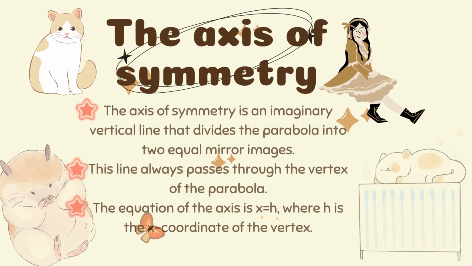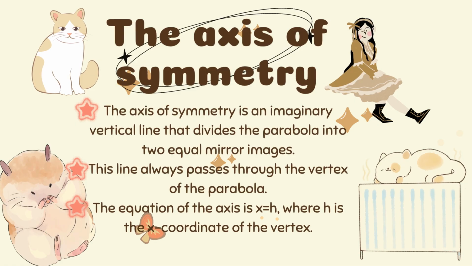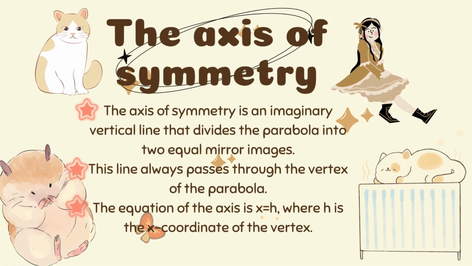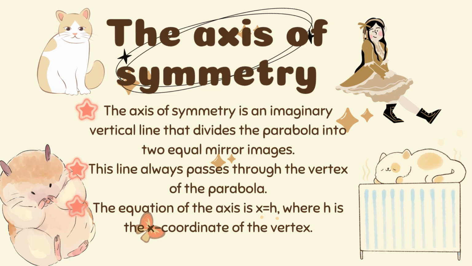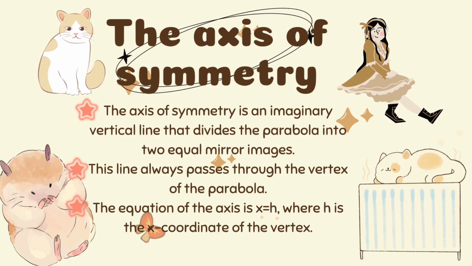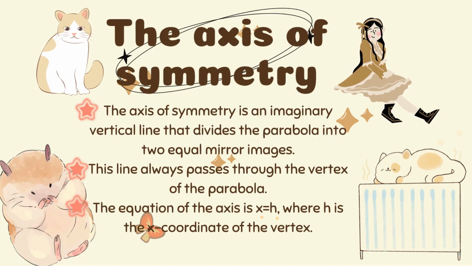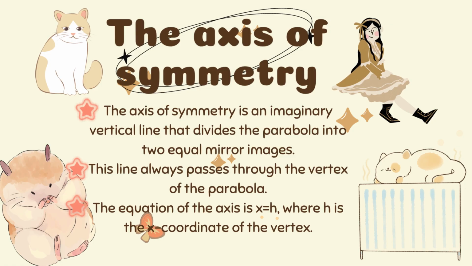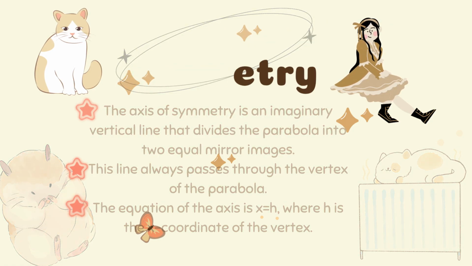The axis of symmetry is an imaginary vertical line that divides the parabola into two equal mirror images. This line always passes through the vertex of the parabola. The equation of the axis is x equals h, where h is the x coordinate of the vertex.